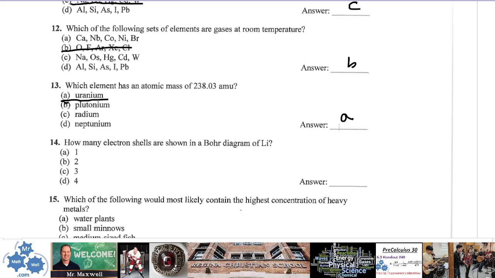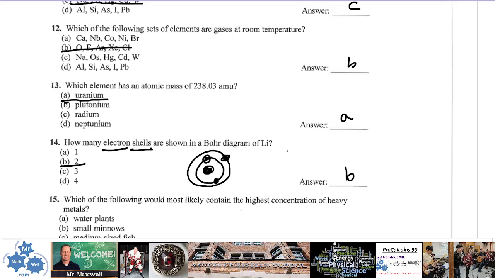How many electron shells are shown in a Bohr diagram of lithium? So you've got the nucleus. You've got one ring that has 2 electrons. And how many electrons does lithium have? It has 3. So we have to have how many rings showing? 3. Well, there's 3 electrons, but 2 rings. So it's B. So remember, the question says how many electron shells or rings, the circles. Electron shells represents the circles, not the electrons. So there's only 2 circles, 2 electron shells.